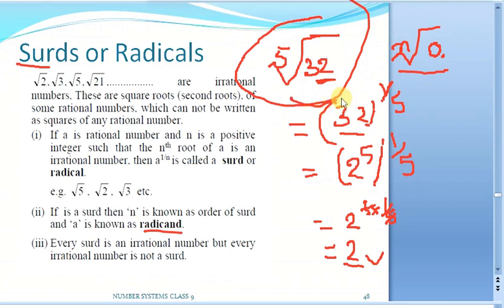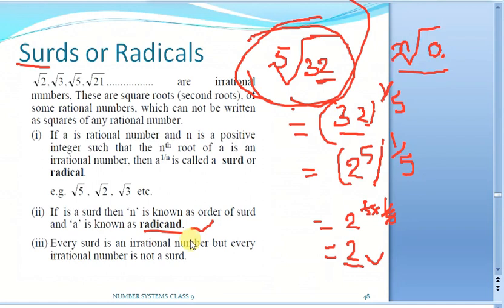So we call this entire thing a surd. Now see this, whatever the 5 is there, that means n, here we call it the radicand. This entire thing we call the radical, and whatever we are taking the nth root, that positive integer n we are considering, we call it the radicand. So this entire thing is the radical, whatever comes inside, and the outside one is going to be your radicand.